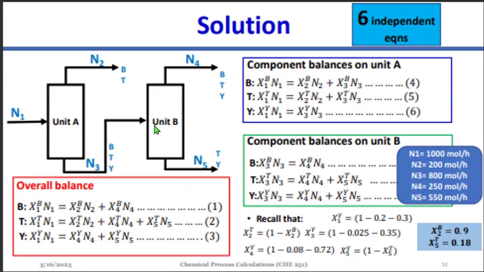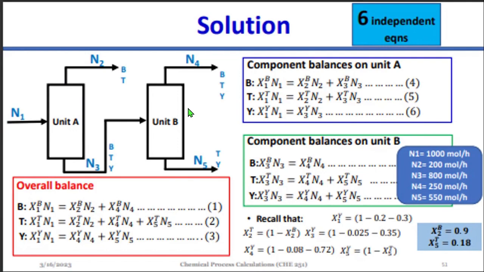It's the same thing we've done so far. But now let's look at it for the overall system. Remember for the overall, we said we are going to consider N1, N5, N4, and N2. We're not going to consider what is coming from N3. We're not going to consider what is coming from unit A and going to unit B.